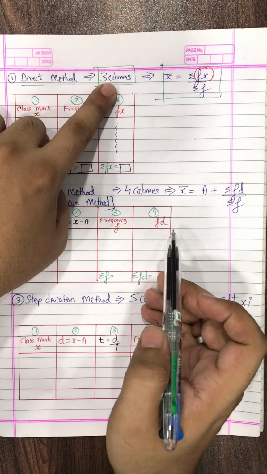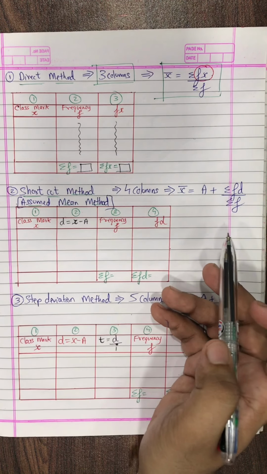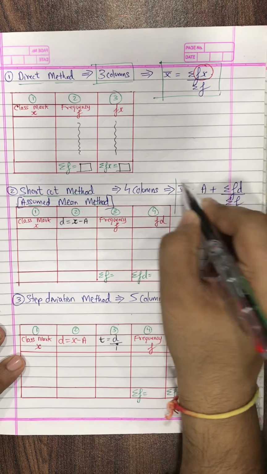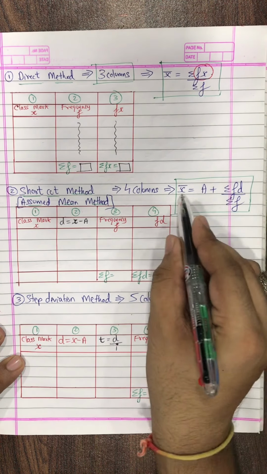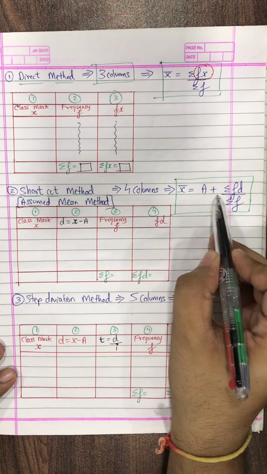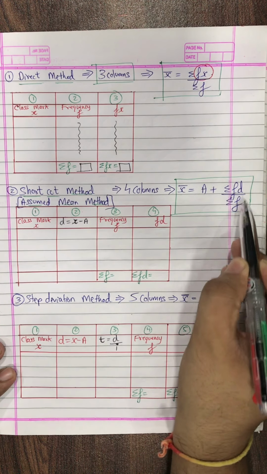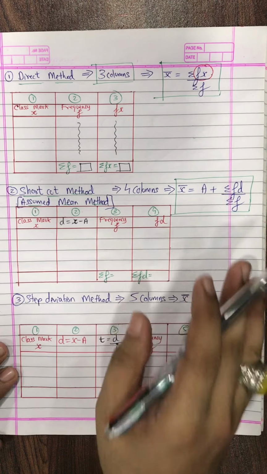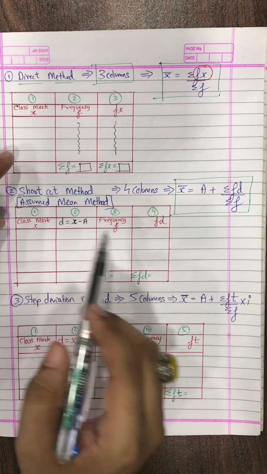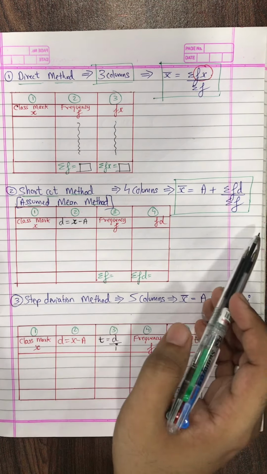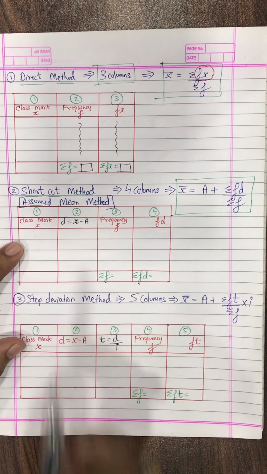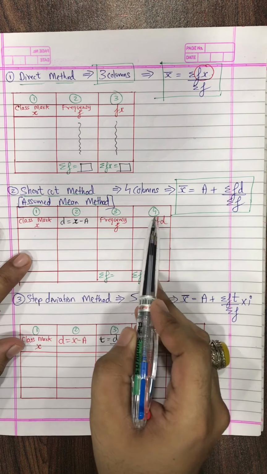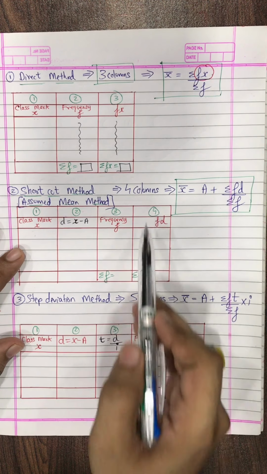Now here it was 3 columns, now it's 4 columns. We have learned this formula. Mean x bar is capital A plus summation fd upon summation f. Now pay attention. As I told you, class mark will always be given to you. See the first column, class mark. Now I want you to highlight the fourth column, the last column.